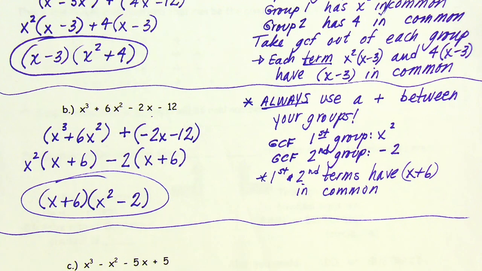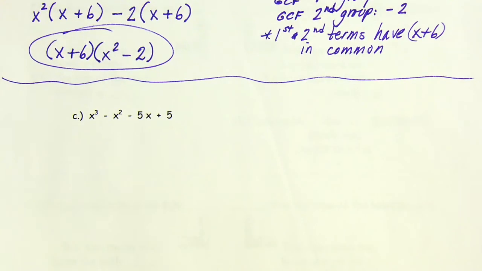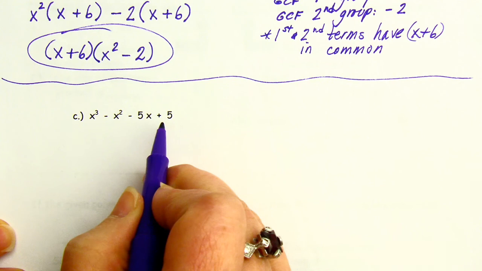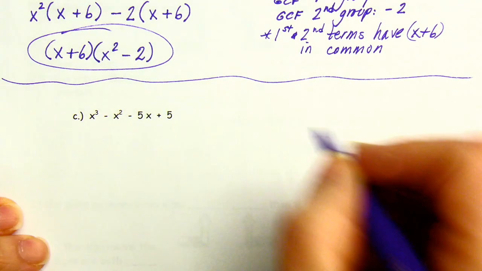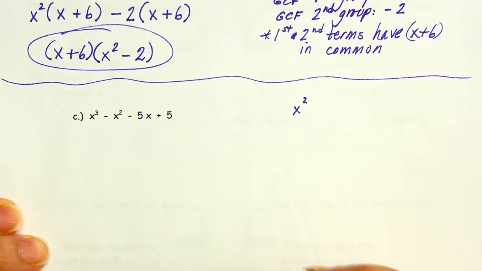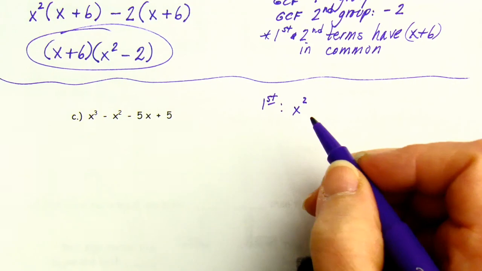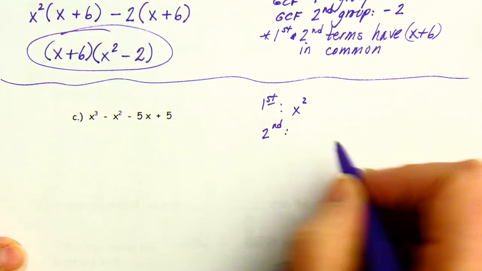Okay, hopefully you pause the video. We'll go through this together and see if you're correct. Notice I've got 4 terms, so I do have to group. The first 2 have x squared in common. Okay, so this is the first group. They have x squared in common. The second group has a negative 5 in common.